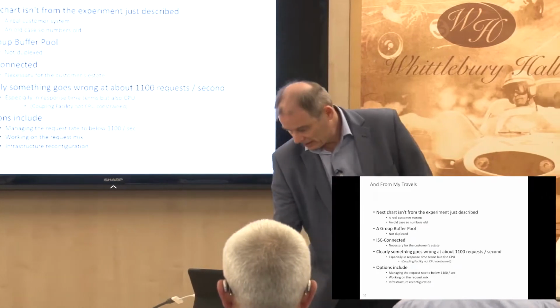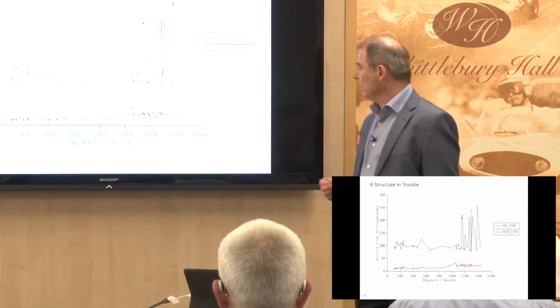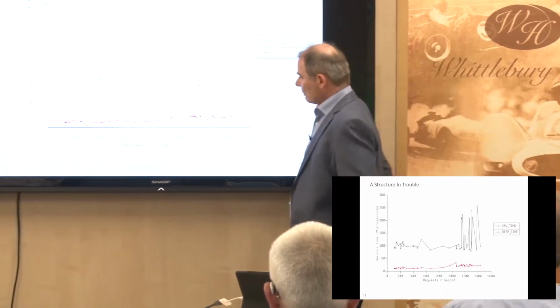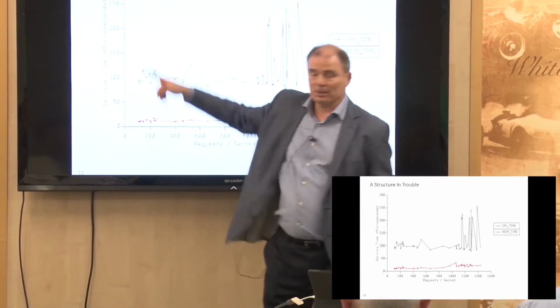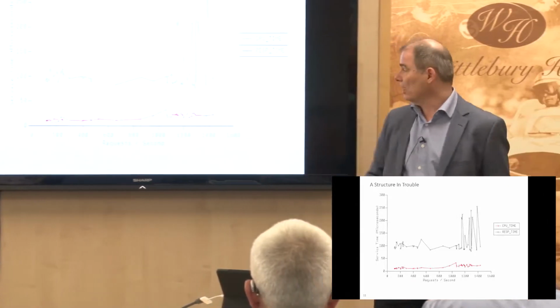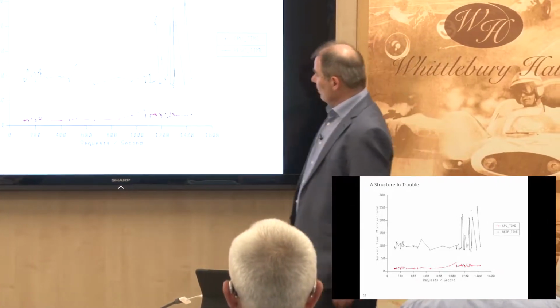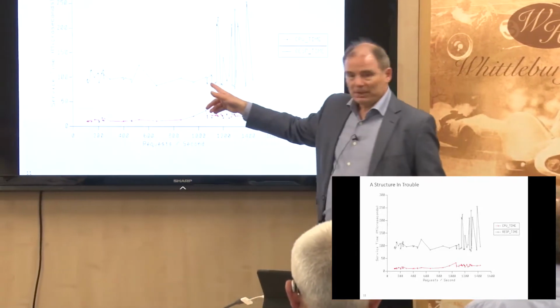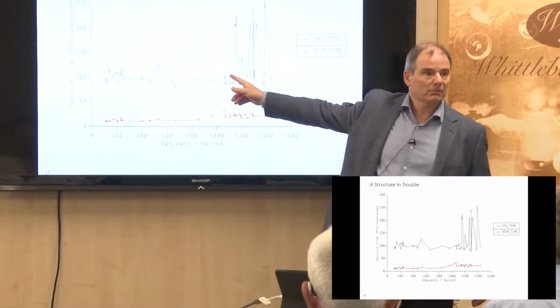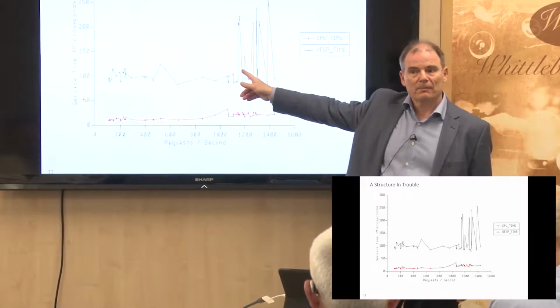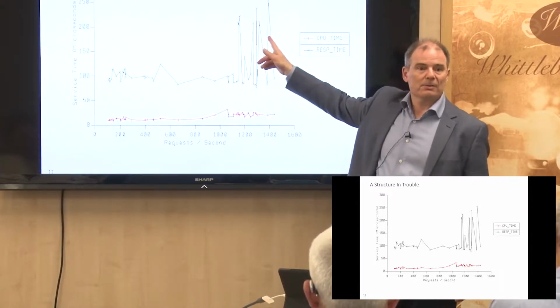So let me do this and see if I can cover the ground. So again, the request rates along the x-axis. Up the y-axis is the service time or the CPU time. So we're doing fine, I would say, a bit of up and down, but we're doing fine until we hit about 1,100 requests a second. And then all hell breaks loose.